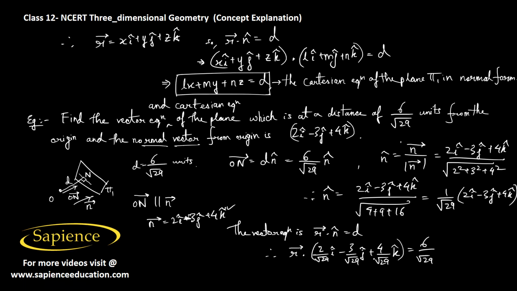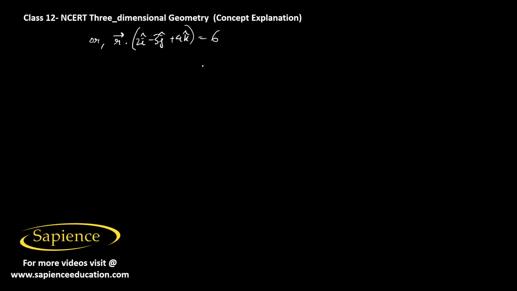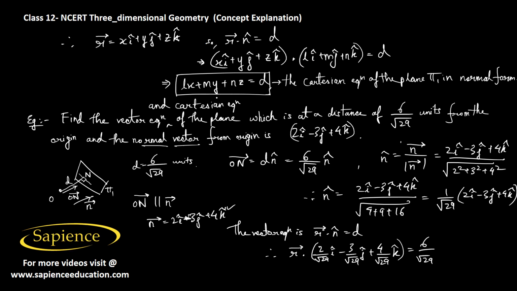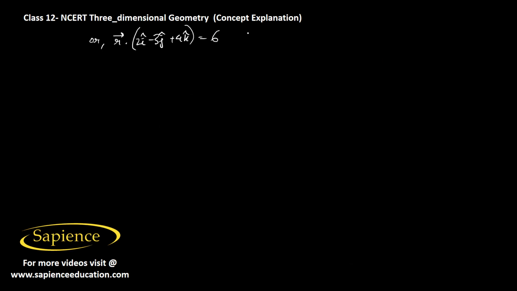Since 1 by root 29 we can take as common from both sides, and that will cancel out. And so this is the required vector equation of the plane.